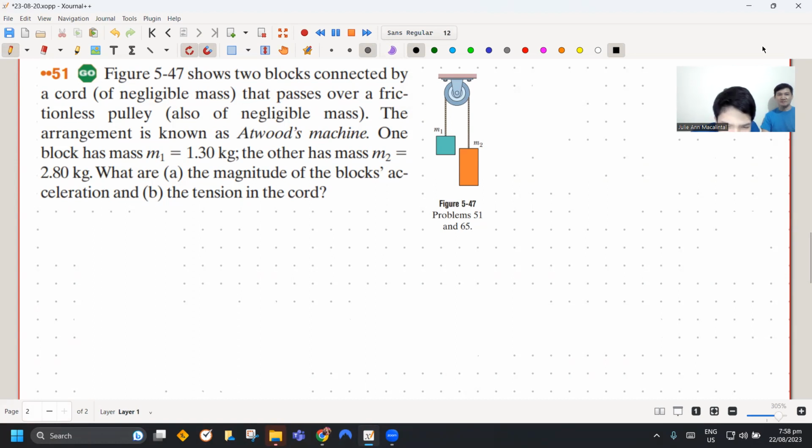So here, this is what we call Atwood's machine. There are two blocks connected by a rope, and they're just connected by a pulley. So what is this used for? I don't know. Genuinely, I don't see a use for this.